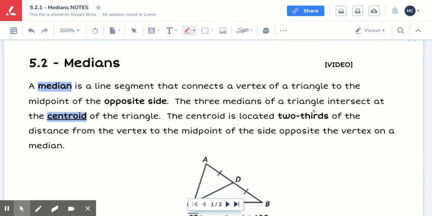They do have a point of concurrency. That point is known as the centroid of the triangle. The centroid is located 2/3 of the distance from the vertex to the midpoint of the side opposite the vertex on the median.